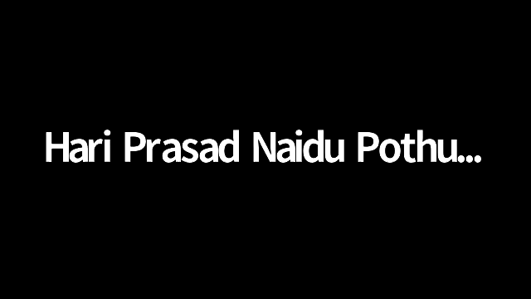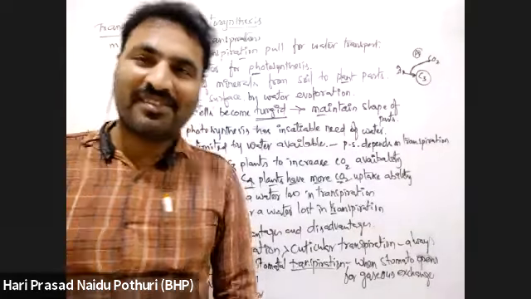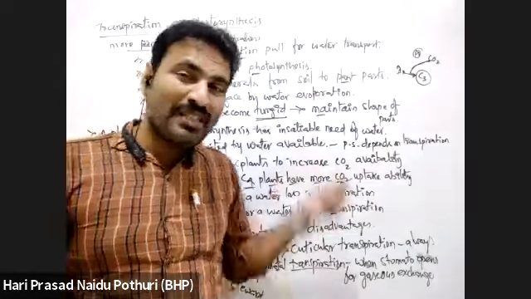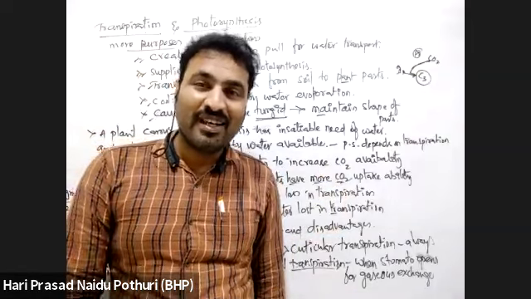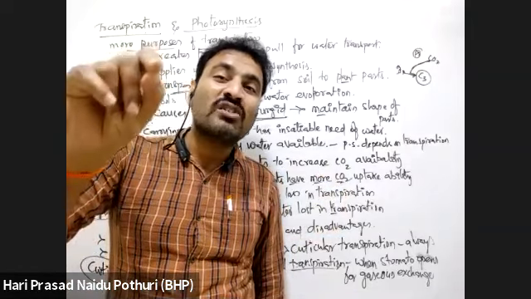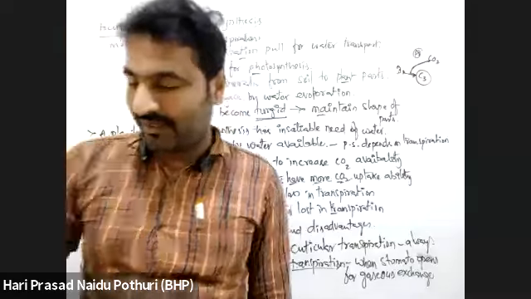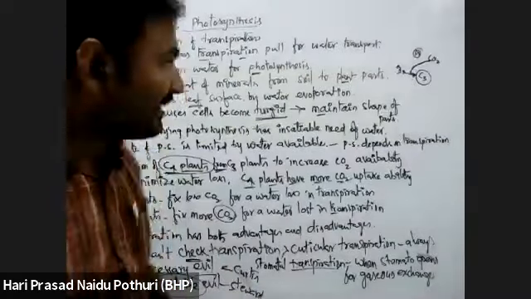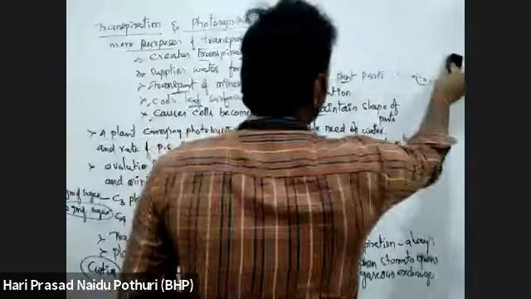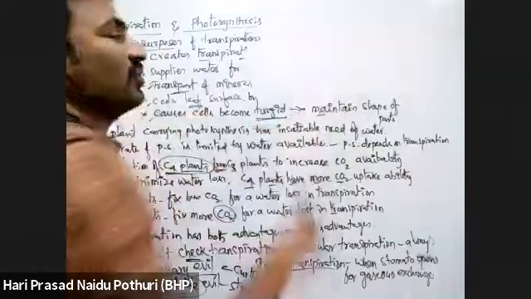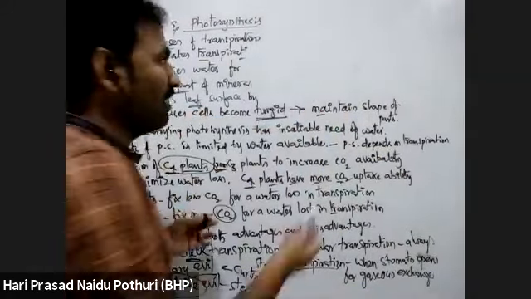The doubt is: if water is lost due to transpiration, then the cell loses water and becomes plasmolyzed, so how is it turgid? Water is lost through the substomatal cavity. That is the transpiration. In transpiration, water is not directly lost through the cell. I will show you how.